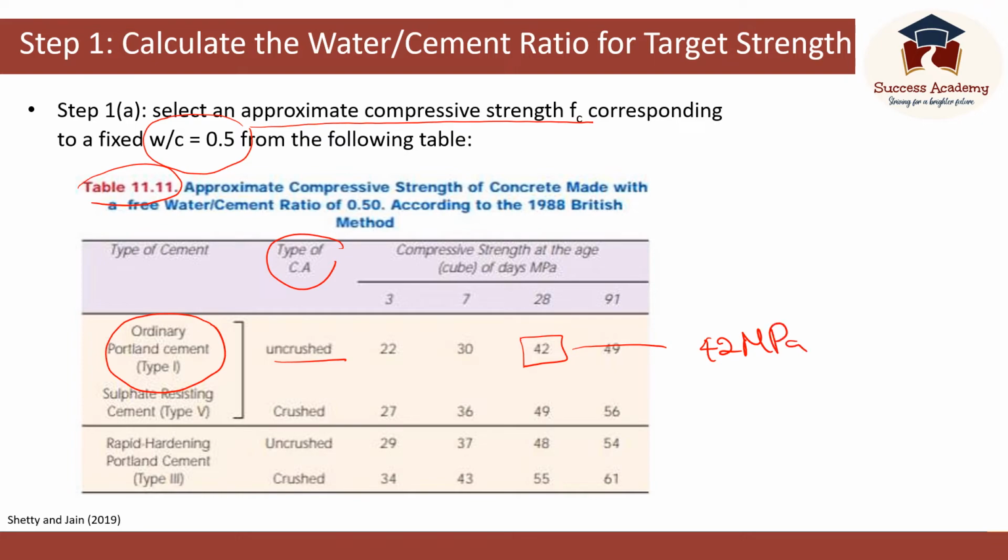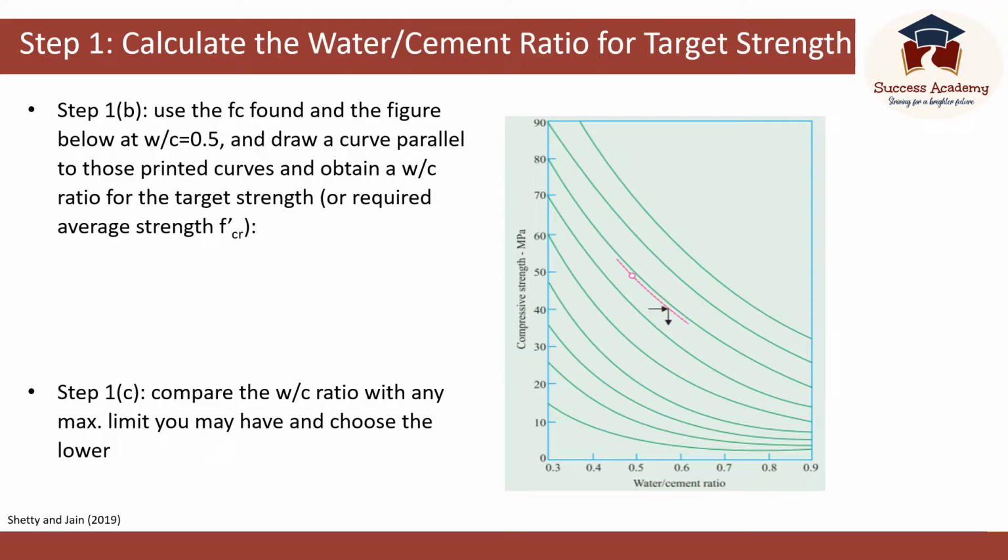Now we are going to use this 42 megapascals and find the water to cement ratio for the targeted strength. For example, let's take our targeted strength as 40 megapascals. The approximate strength that we found from the previous table was 42, so it is around here. And the water to cement ratio used in that table was 0.5.